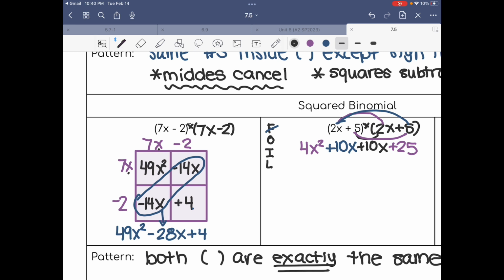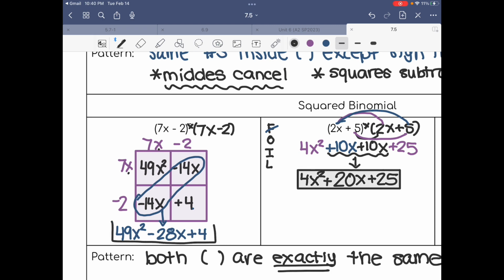And just like with the box method, you have to add these two in the middle together. 10 plus 10 is 20. And I'm just going to come out and say that usually this one isn't everybody's favorite shortcut because it's still kind of a long shortcut, but it does save you a little bit of time. Okay, so there's my two answers.